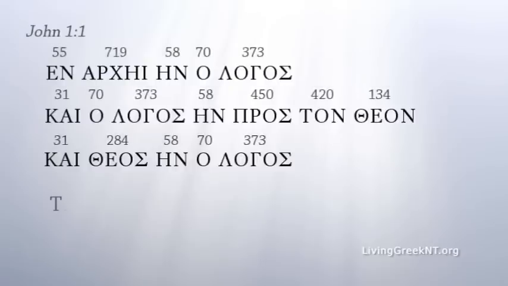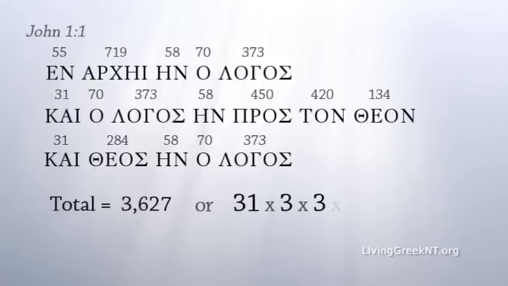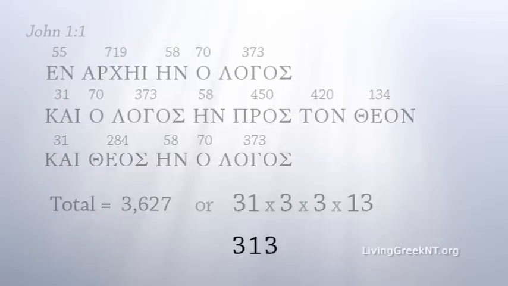The total value of all the words is 3,627, and 3,627 is 31 times 3 times 3 times 13. 313 and 313. It's a pattern, 313, and it's repeated. That seems to be by design. That the numeric value of John 1:1 in the original Greek produces a pattern of 313 is one thing. But we also see it in the first verse of the Bible.